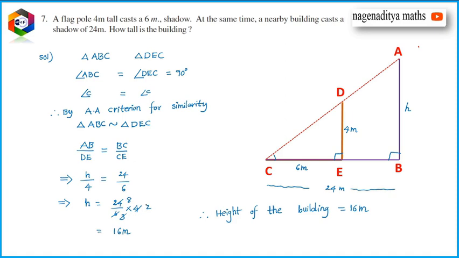Times and 2 cancels 2 times. So 3 cancels 24, 8 times, 8 twos are 16 meters. Therefore the height of the building is 16 meters. So this is the required answer for the given problem. So which is very easy and very important from an examination point of view.